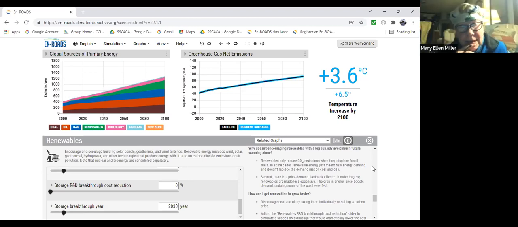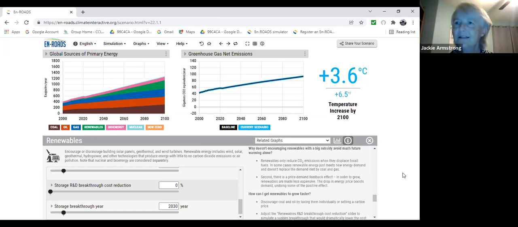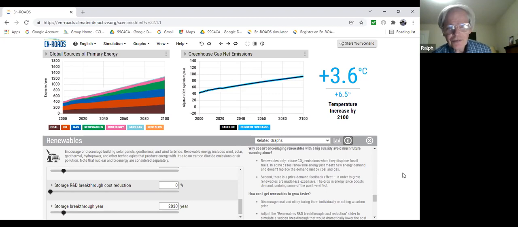Jackie, Ralph has his hand up. Ralph, unmute yourself. Sorry, Ralph. Yes, very interesting. But now my understanding is this is a global model, but is there a way of tweaking this so that you could say, what if we in the United States electrify and put a price on carbon and reduce methane and do these other things, what effect we would have, as opposed to assuming that everybody else is going to be doing the same thing, which seems to be what the model does, right? If it's a global model.